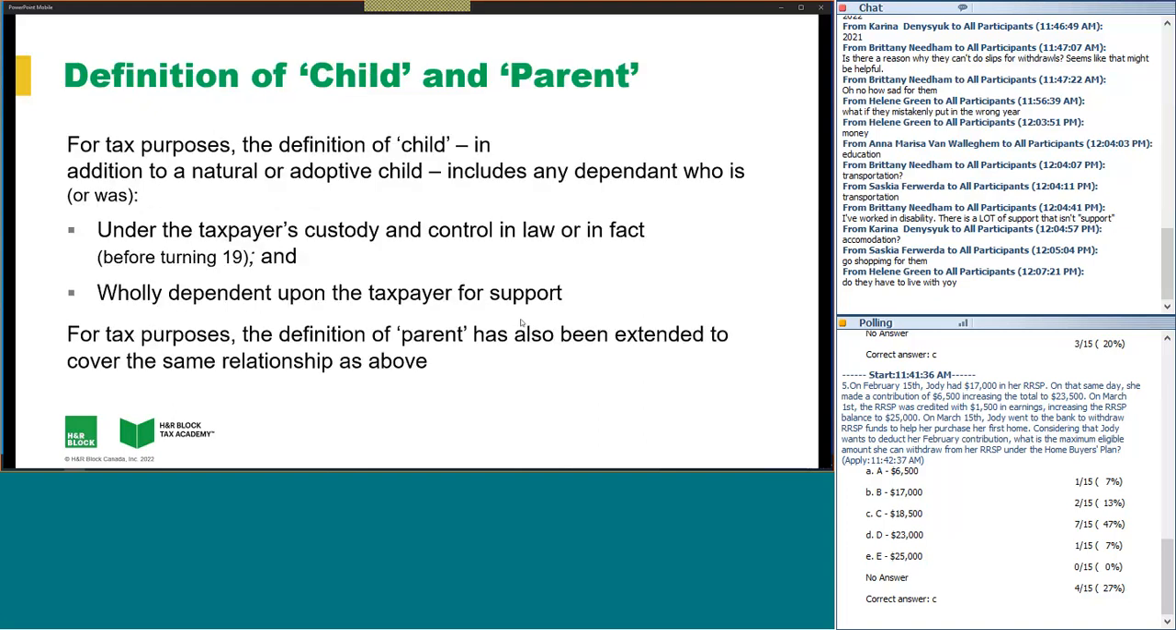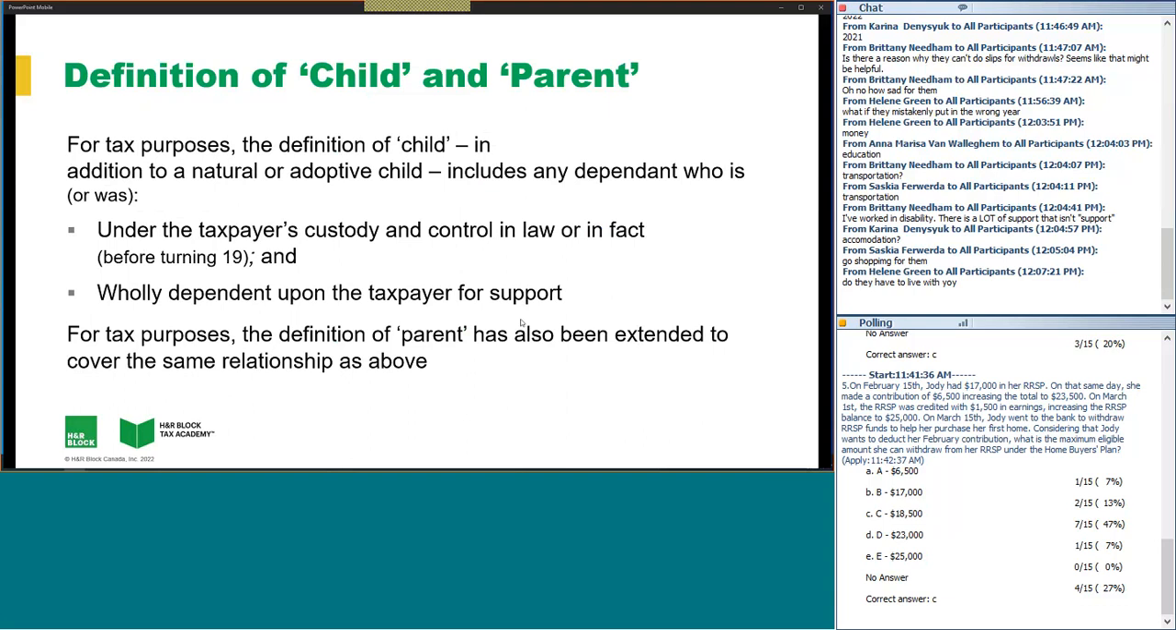Okay. So we've talked about support in broad strokes. I want to talk about relationships in broad strokes. So remember how I said you think you know who your children are? It's a little different for tax purposes. So tax purposes includes a natural, that means one that you've given birth to, or your spouse has given birth to, or adoptive child, so someone you have legally adopted. But it goes beyond that. It also includes any dependent who was under your custody and control in law or in fact.